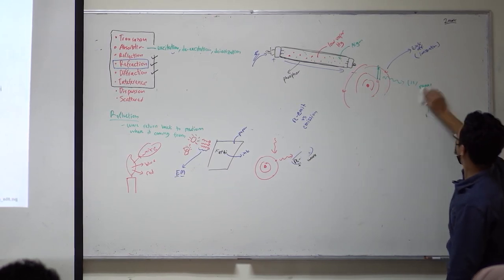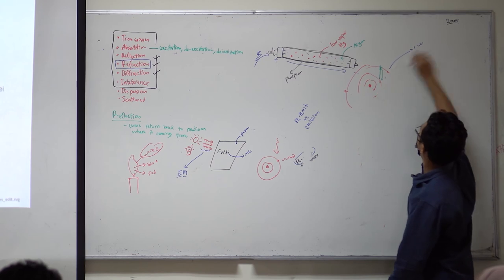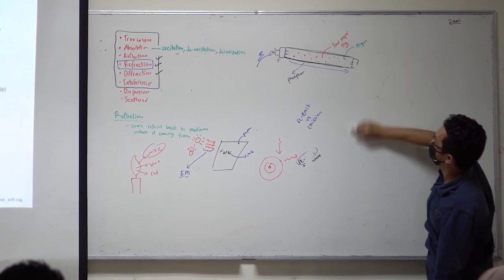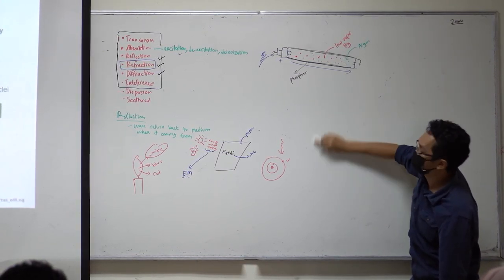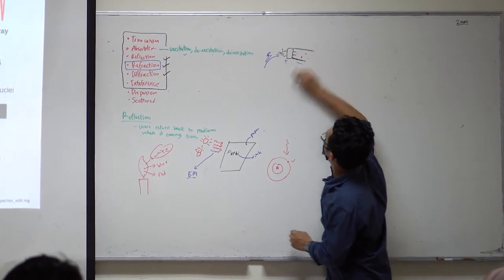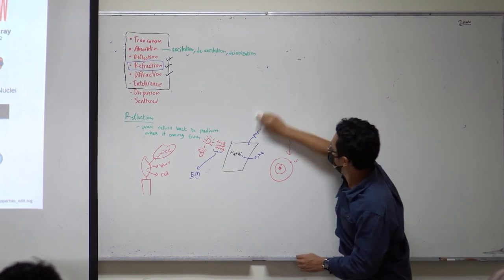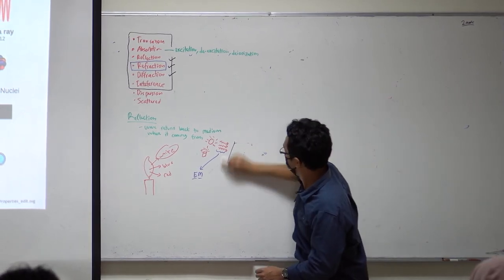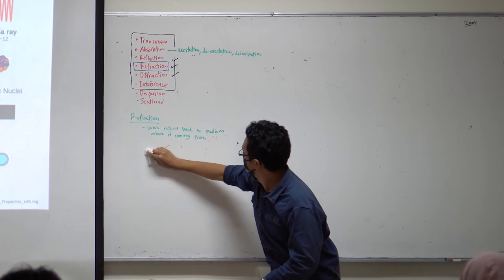About the reflection, there is a law for that. There is the law of reflection. The law of reflection says that the angle of the incident ray will be equal to the angle of the reflected ray. For example, if you have a slow one.